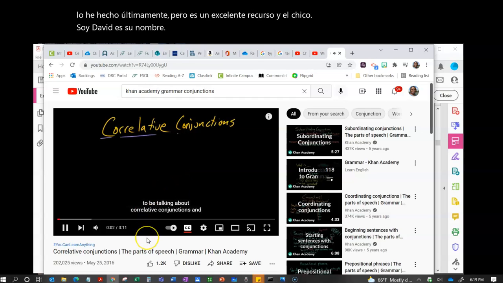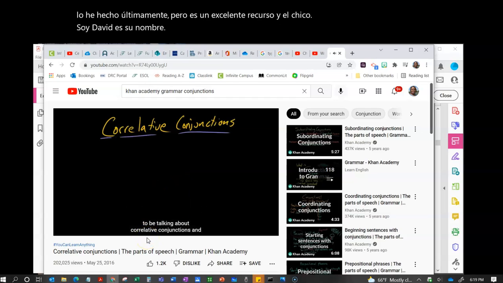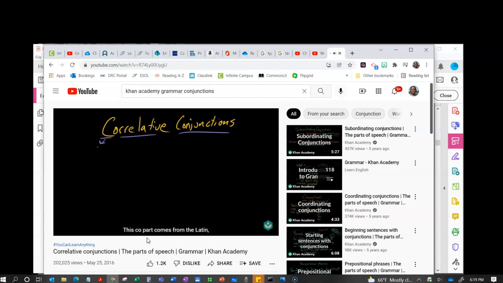Hey, grammarians. Today we're going to be talking about correlative conjunctions. And I know this looks like a pretty ugly word, correlative, like it's kind of complicated looking, but let's break it down. This co part comes from the Latin com, meaning with or together. Co means with. And relative, well, we know what the word relative is, like your aunt or your uncle or your cousin is a relative. So we're just going to say that just means relative or related.